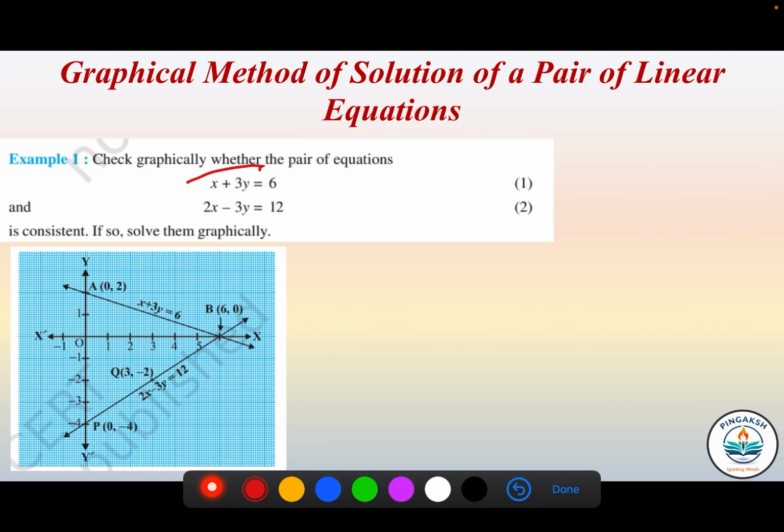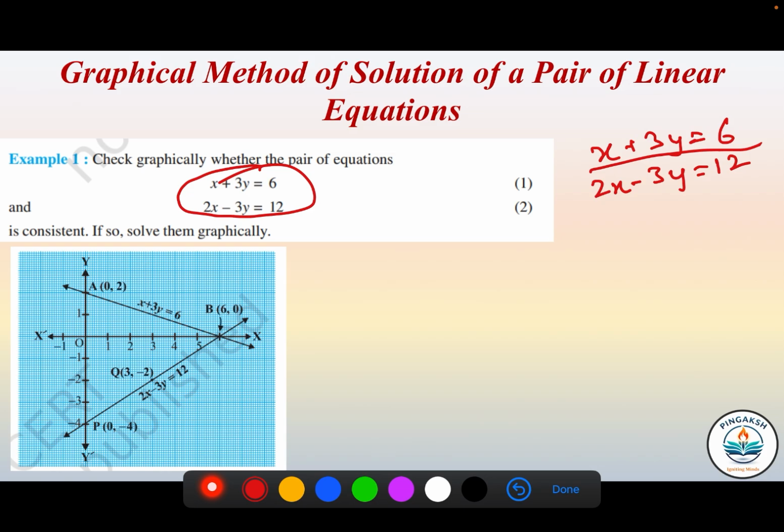Okay, this shows how a graphical representation can be done, like x plus 3y is equal to 6 and 2x minus 3y is equal to 12. So these are the two equations of lines. So x by 6 plus 3y by 6 is equal to 1, dividing this equation by 6. So x by 6 plus y by 2 equal to 1.